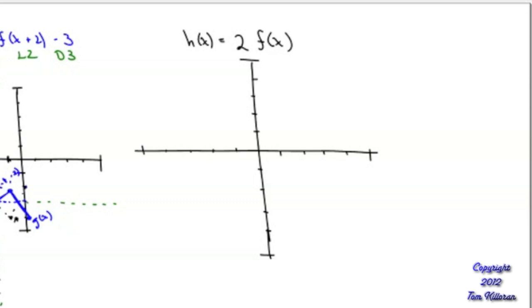Okay, so first things first, I know the coordinates over there. That makes life a little bit easier. What do you think this 2 does to f of x? Does it affect the y value, or does it affect the x value?